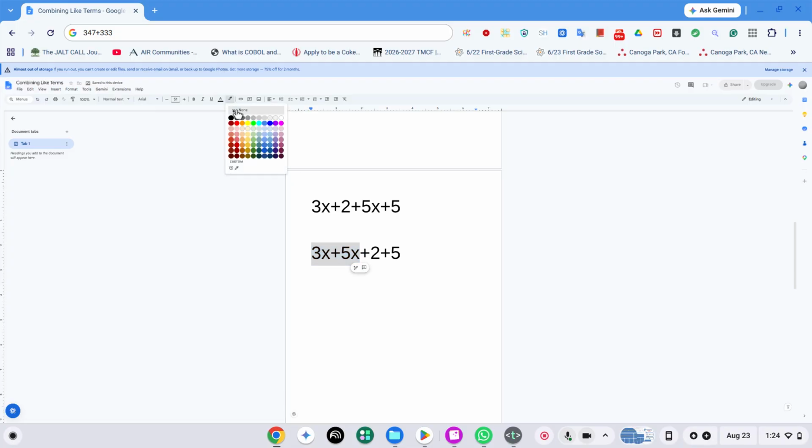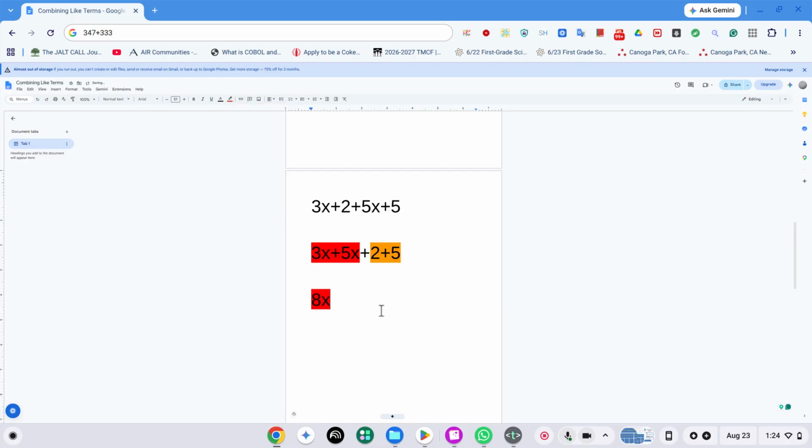Our coefficients, let's do those in red, and our integer constants, let's do those in orange. I'll say integer constants, they all mean the same thing really. So 3 plus 5 we know is 8. We're working with x, so 8x.